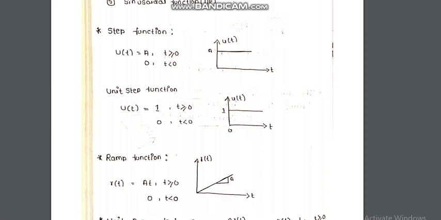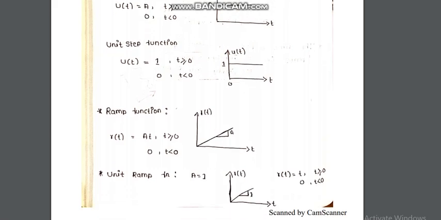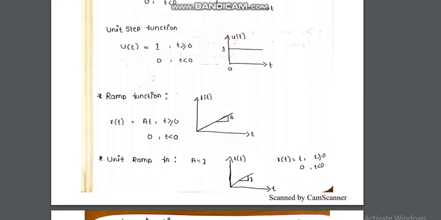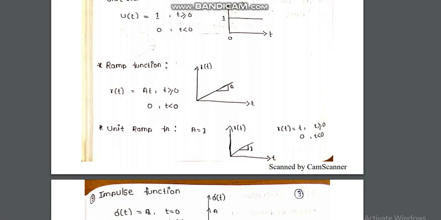And the ramp function is a linear increment, and it is represented by r of t is equal to A into t for t greater than or equal to 0, and it will be 0 for t less than 0. So here A represents the slope, that is the y-axis divided by the x-axis. For the unit ramp function, A is equal to 1 and r of t is equal to only t for t greater than or equal to 0, and 0 for t less than 0.